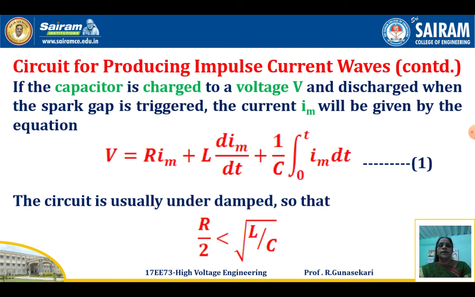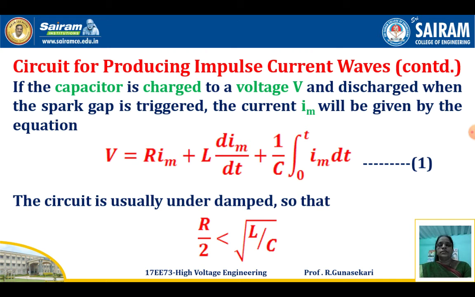So the capacitor C is there, the voltage V is there, and the spark gap G also is there. Now how to find out the current Im? It is given by the equation V = R Im + L dIm/dt + 1/C ∫0 to t Im dt. This equation is similar to the voltage equation of an RL series circuit you already studied in the basic electrical engineering subject. R Im is the resistor drop, L dIm/dt is the inductor, and 1/C ∫0 to t Im dt is the capacitor.